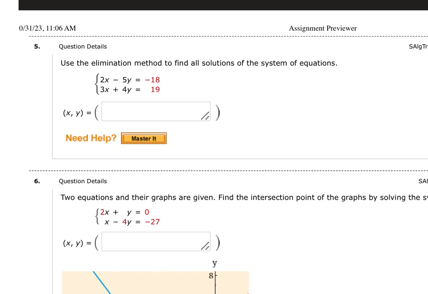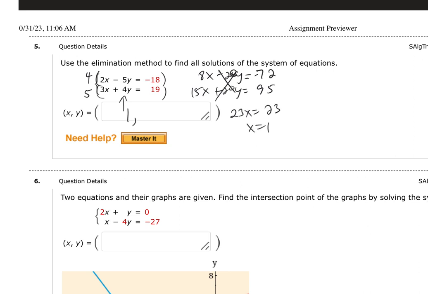Use the elimination method, same idea. I would go ahead and change both of these rows to try to eliminate y's by multiplying this whole row by 4 and this whole row by 5. 8x minus 20y equals -72. And then I have 15x plus 20y equals 95. When I combine these, those y's go away. I have 23x equals 23, and x is equal to 1.